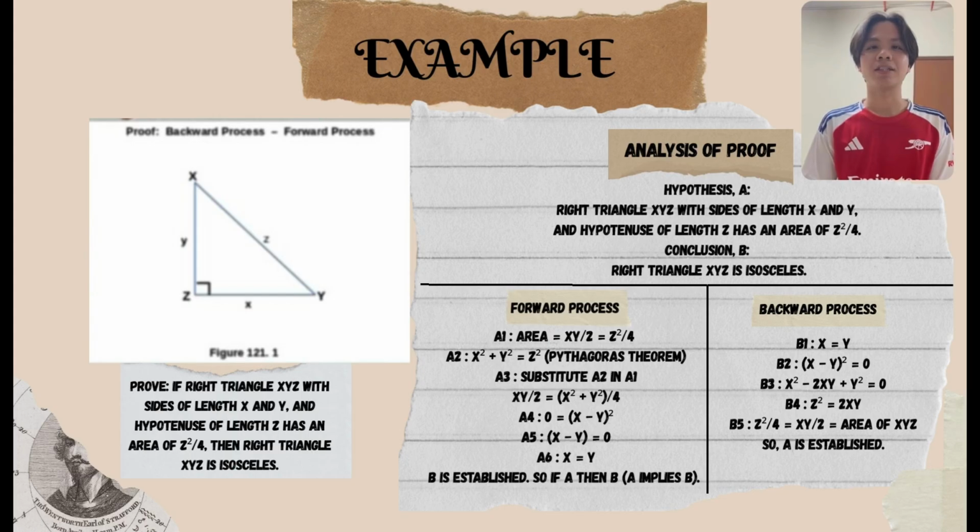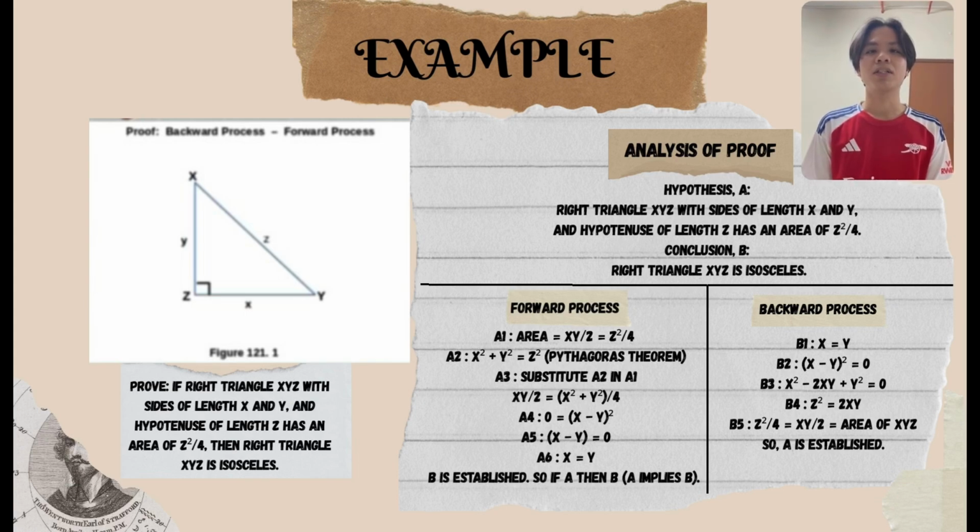Okay, next, this slide shows an example of the forward process and backward process. We are given a right triangle XYZ with sides of length x and y and a hypotenuse of length z. The hypothesis A states that the area of triangle XYZ is z squared over 4. The conclusion B is that right triangle XYZ is isosceles.